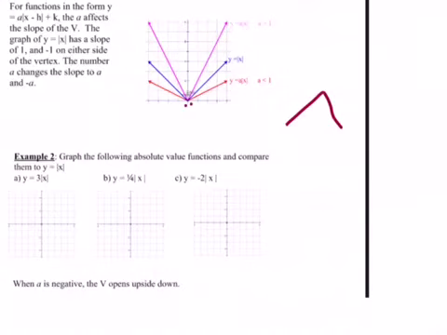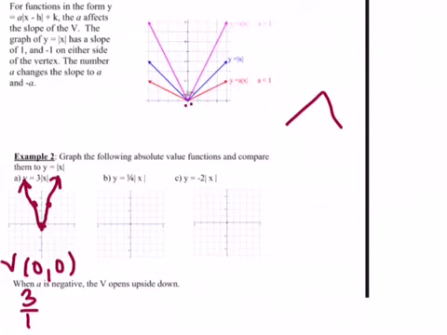So let's look at y equals 3 times the absolute value of x. There is no h and there is no k, so that means my vertex is at the origin, and my slope in this case is 3 over 1. So from 0, 0, I'm going to go up 1, 2, 3, and both to the right and to the left 1 to get my V. So this one, the slope of 3 is very steep, so that makes the V open narrow.